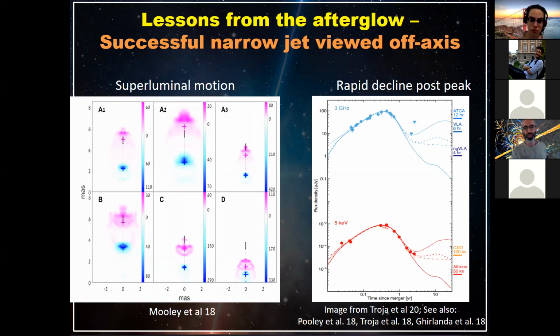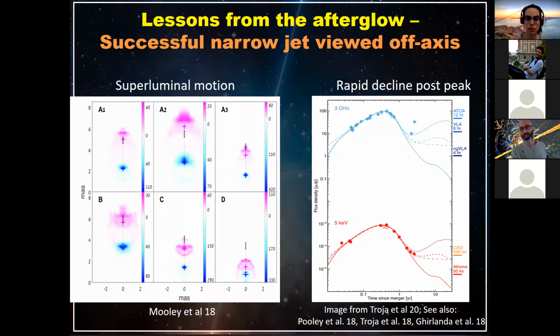And just to mention briefly 2 ways that we know this. One is from the superluminal motion. So this is the motion of the flux centroid across the sky, which is moving in an apparent speed greater than the speed of light. So from this, you can calculate a combination of the viewing angle and the Lorentz factor of the jet.